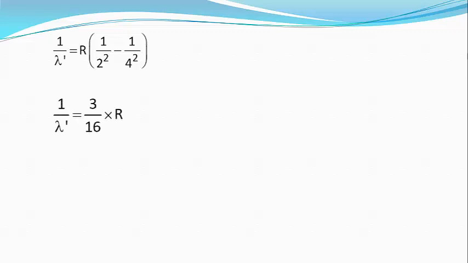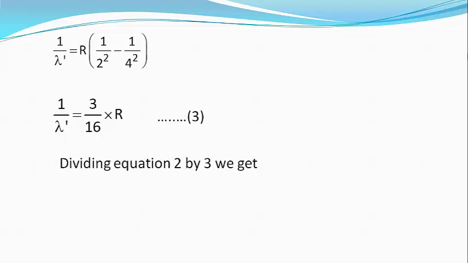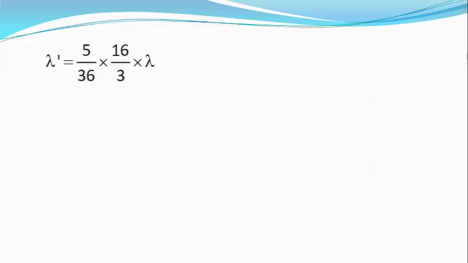And in the second case, 1 by lambda dash equals R into 1 by 2 square minus 1 by 4 square, which on simplification gives me 1 by lambda dash equals 3 by 16 into R, equation 3. Dividing equation 2 with equation 3, we get lambda dash equals 5 divided by 36 multiplied by 16 divided by 3 into lambda, or lambda dash equals 20 divided by 27 into lambda.